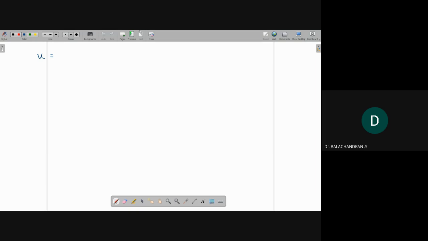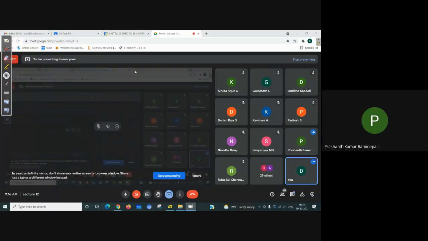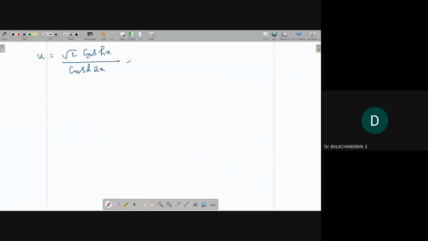Okay, what is u? So please tell. u equal to root 2 into cos hx divided by cos h2x. Okay, thank you. So what is v? Please tell. v equal to minus root 2 into sin hx divided by cos h2x. Okay.